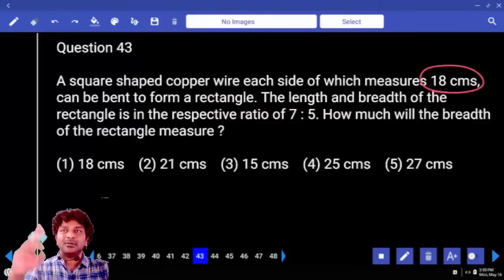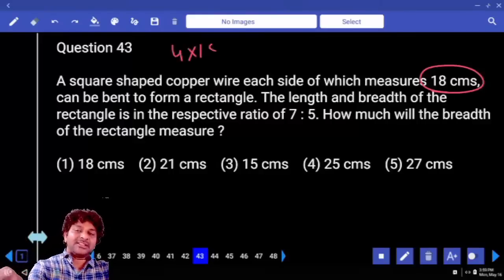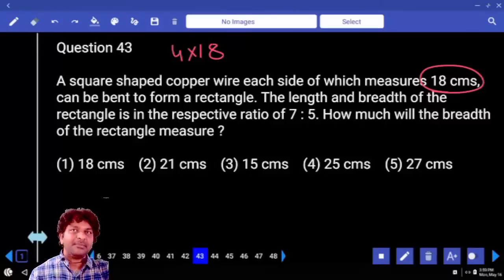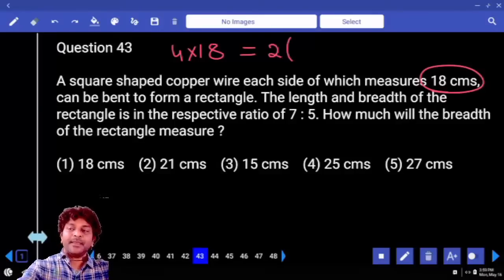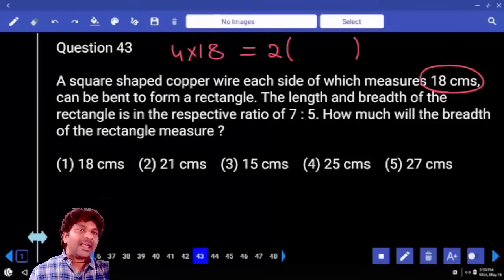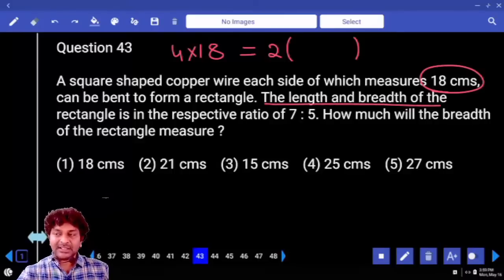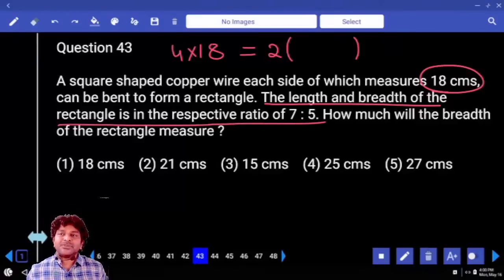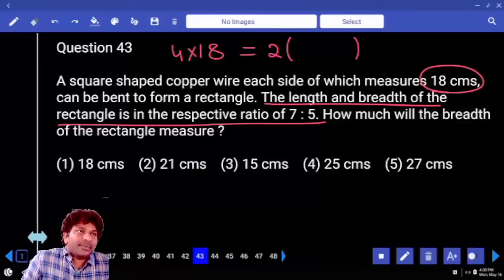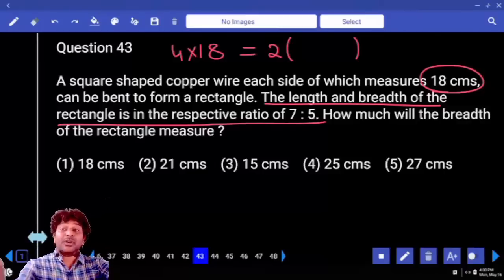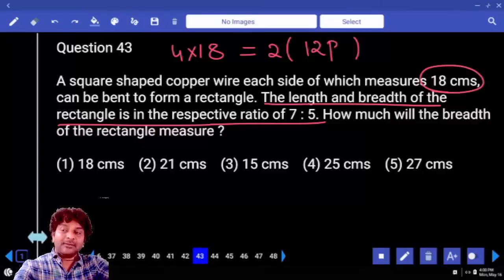4A is equal to, otherwise write it like this. This is the perimeter of the square. That must be equal to the perimeter of the rectangle, which is 2 times L plus B. Length and breadth of the rectangle, there is no information so far, so let's continue. The length and breadth of the rectangle are in the respective ratio 7:5. So length is 7 parts, breadth is 5 parts, total 12 parts, into 12.